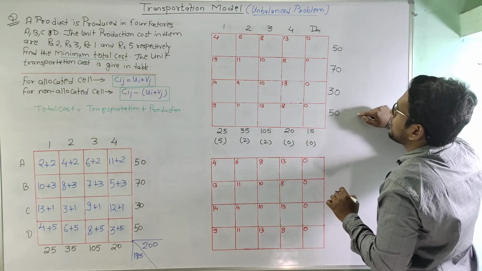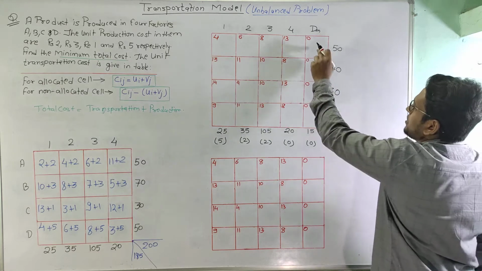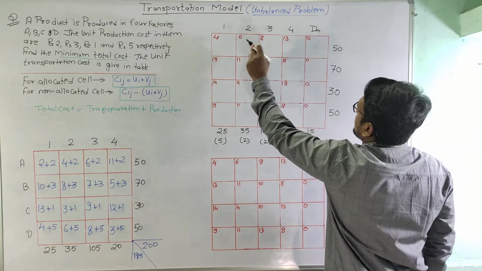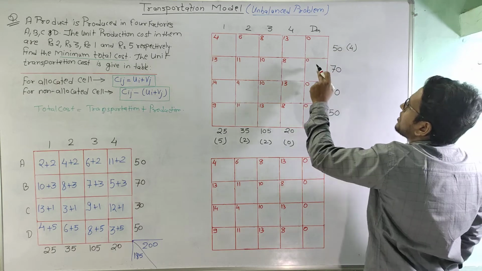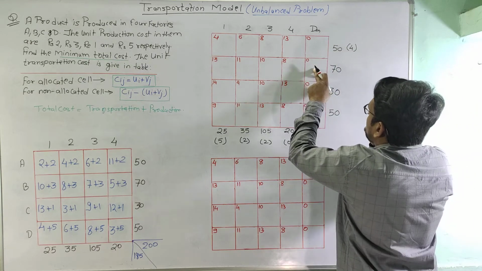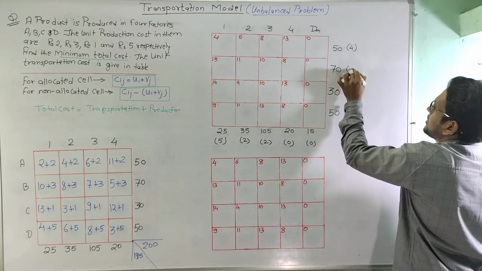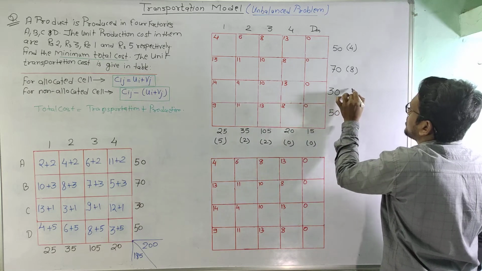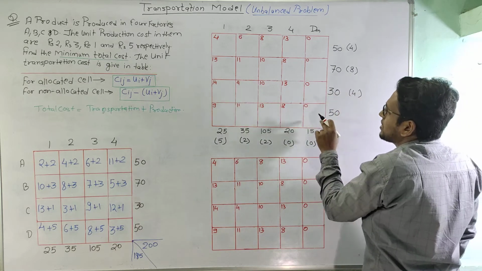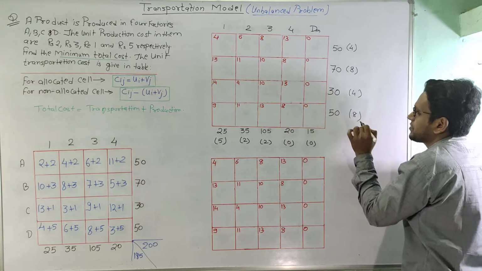Now for the row, we have lowest is 0 and the second lowest is 4, so the penalty is 4. Here the lowest is 0, second lowest is 8, so the penalty is 8. Similarly here lowest is 0, second lowest is 4, the penalty is 4. Here the lowest is 0, second lowest is 8, so the penalty is 8.